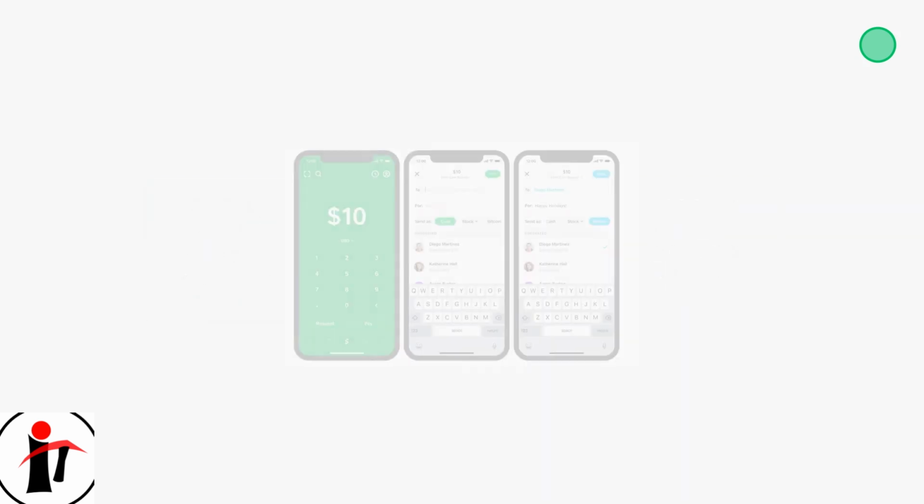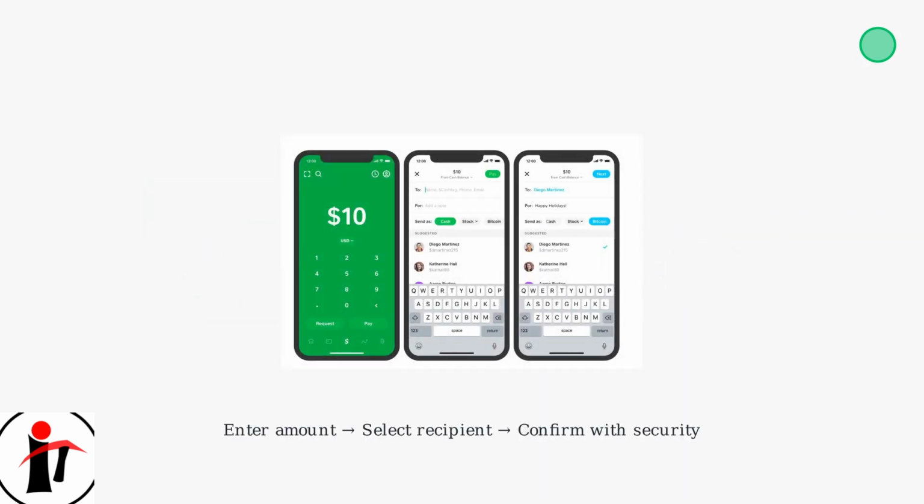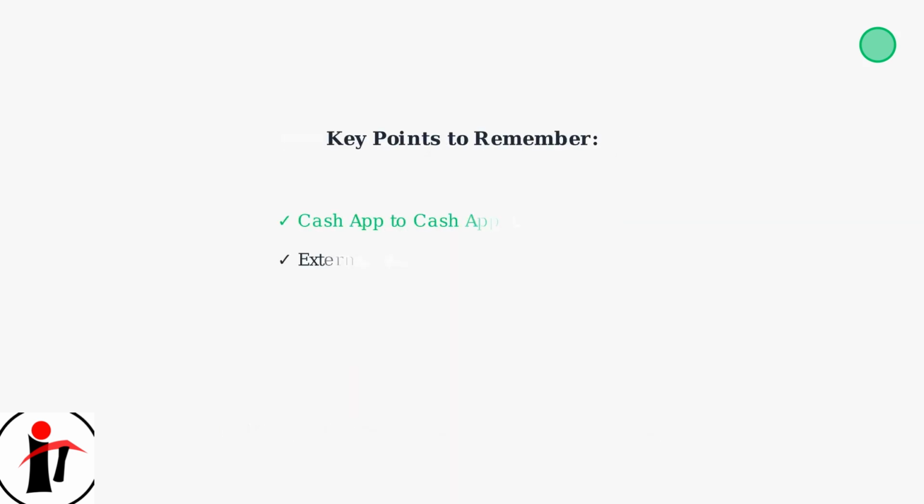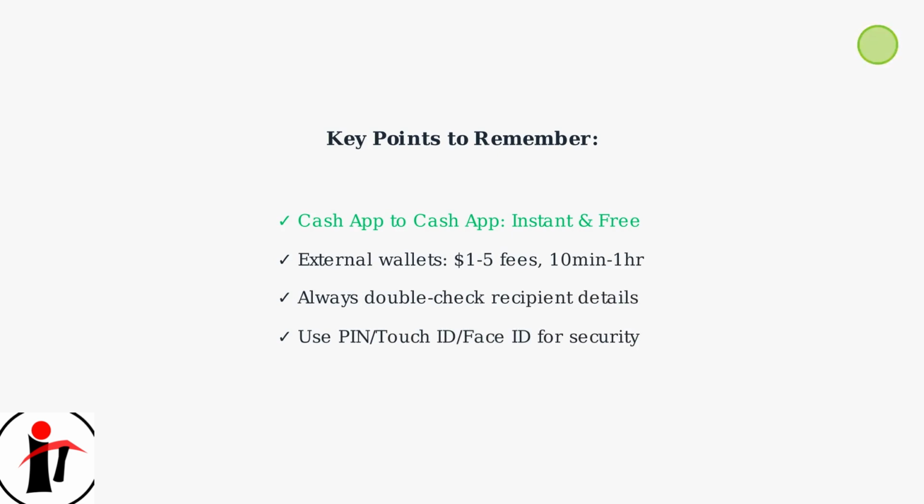Here's what the actual sending process looks like in the app. You enter the amount, select the recipient, and confirm the transaction with your security method like PIN, Touch ID, or Face ID. Remember the key differences. Sending to Cash App users is instant and free, while external wallet transfers have small network fees but give you more control over your Bitcoin. Both methods are secure and easy to use.